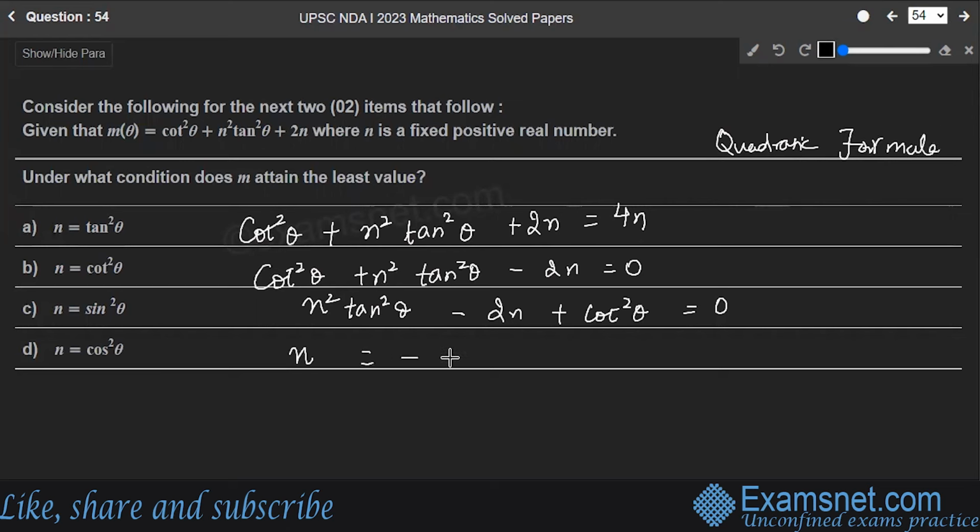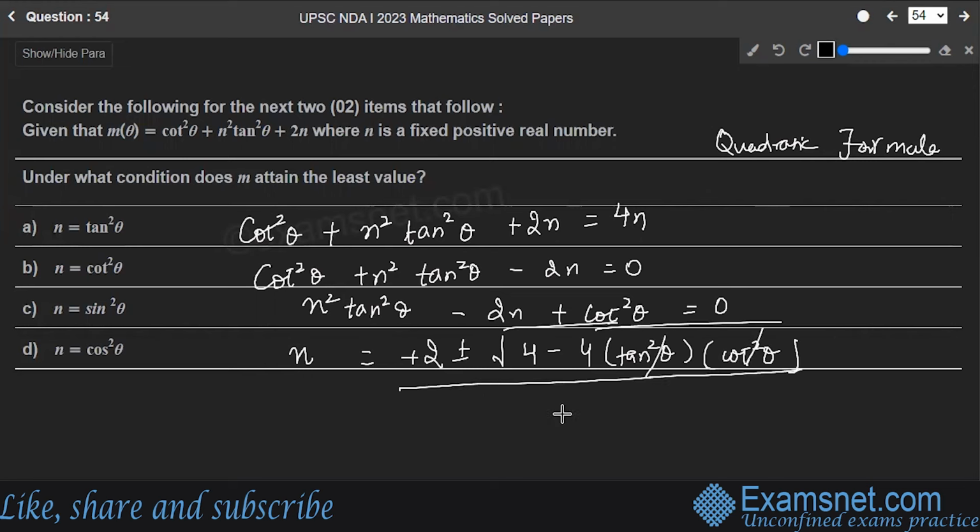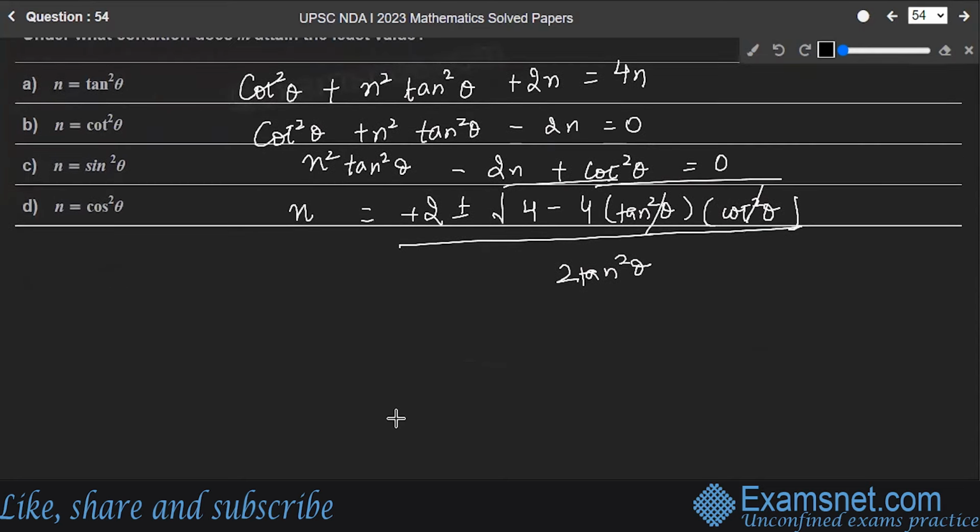So n will be given by minus b, that is plus 2 now, plus minus the square root of b square, which is minus 2 square, that is 4, minus 4 into a, which is tan square theta, into c, cot square theta, upon 2a, that is 2 tan square theta. So this will be 4 minus 4, this will be left like 0. You will have 2 upon 2 tan square theta, which gives you cot square theta.